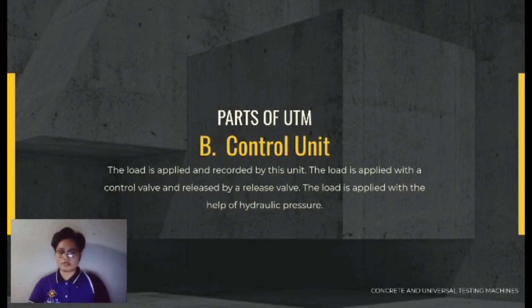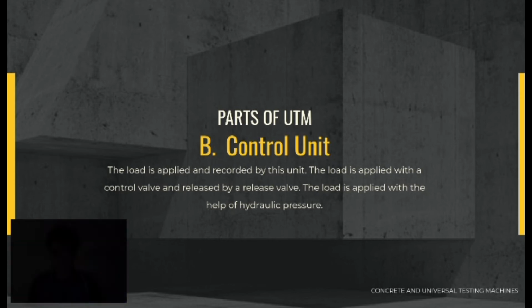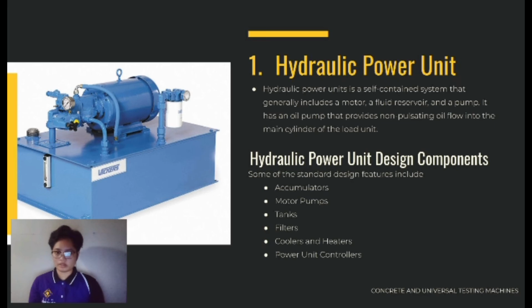The three main components of the control unit in a universal testing machine are the hydraulic power unit, load measuring unit, and control devices. For number 1, hydraulic power unit. A hydraulic power unit, or sometimes referred to as a hydraulic power pack, is a self-contained system that generally includes a motor, a fluid reservoir, and a pump. It has an oil pump that provides non-pulsating oil flow into the main cylinder of the load unit. This flow helps in the smooth application of load on the specimen, and the oil pump in a hydraulic power unit is run by an electric motor.